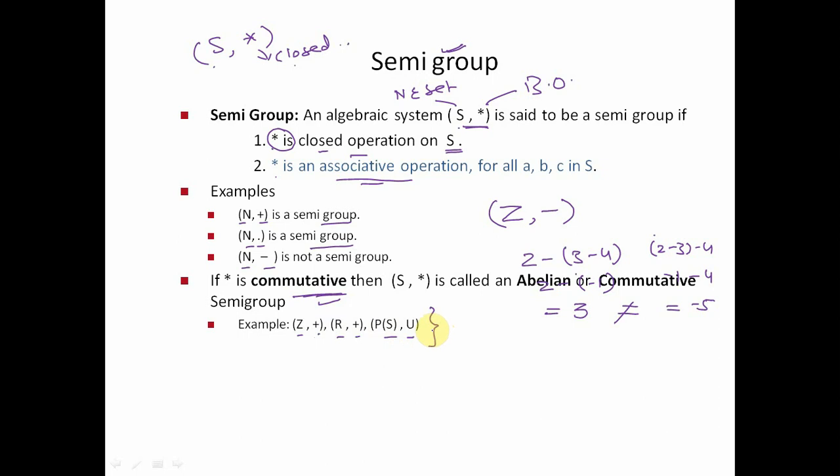Now this word abelian, we will be using again and again. We are talking about semigroups. When we talk about monoids, if it is commutative, then it will be called an abelian monoid. When we talk about groups, if it is commutative, then we'll say it is an abelian group, and so on.